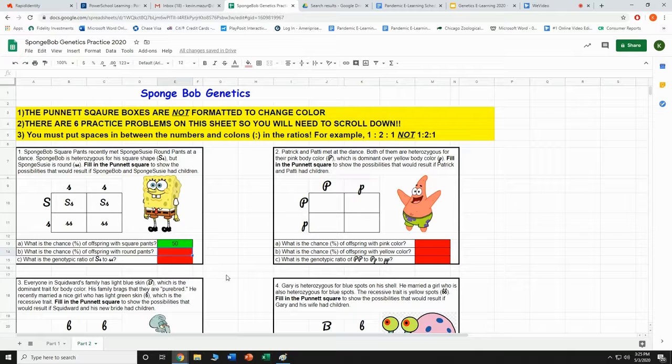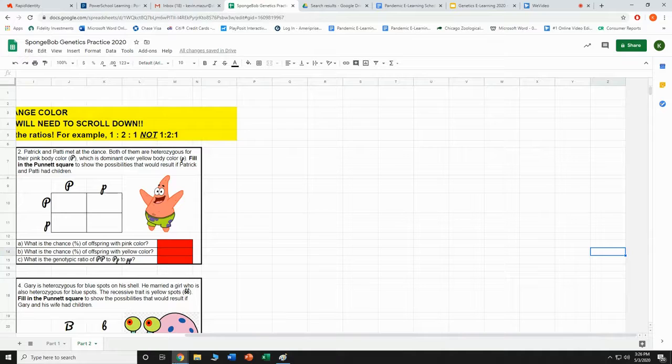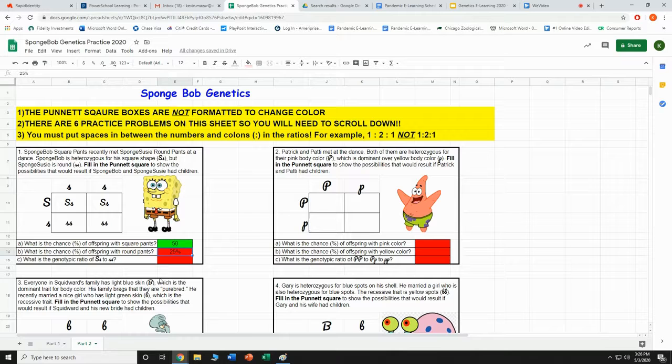What's the percent chance of offspring with round pants? Again, if you said 50, you're going to be right because two out of the four, or half of them, are going to be round. So if I write 50 in there, it's going to be right. Yay. Again, if I wrote the wrong number in there, let's say I said 25, it would not show up as being green. So let's make sure you get it right.